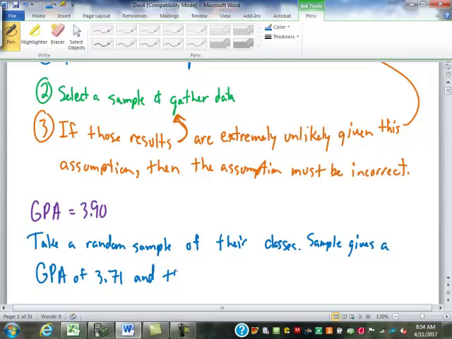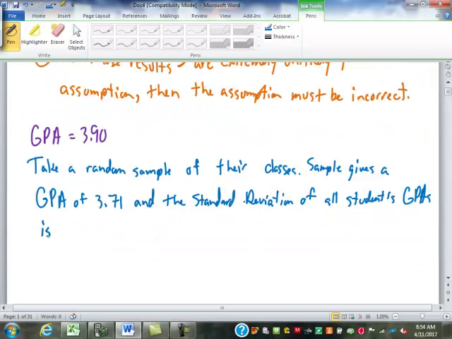And the standard deviation of all students' GPAs is 0.09. And actually, let's make this a little bit more realistic. Let's say 0.6.